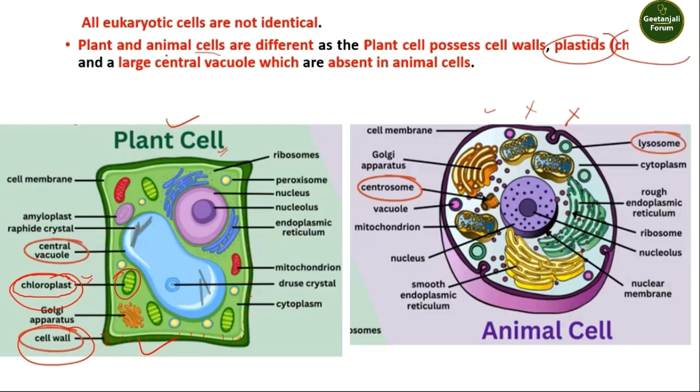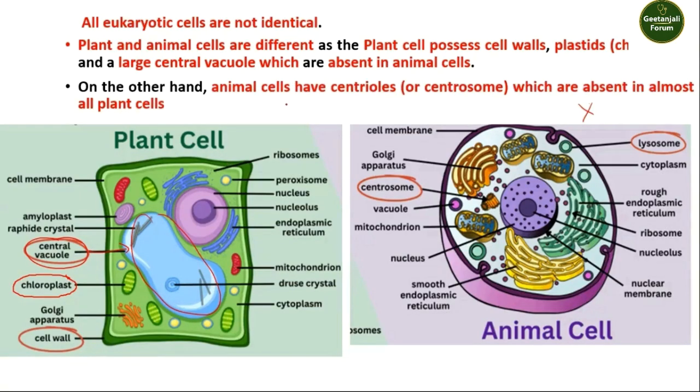There is a central vacuole in plant cell. This is the large central vacuole in the plant cell which is absent in animal cell. These are the main differences between animal cell and plant cell. Many other differences are also present among them.